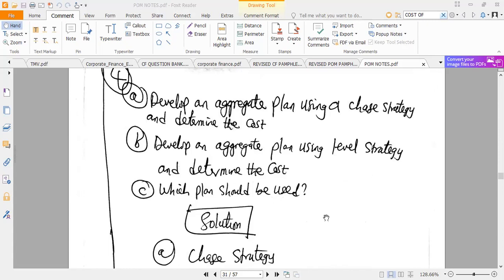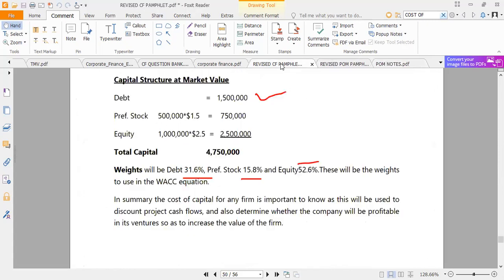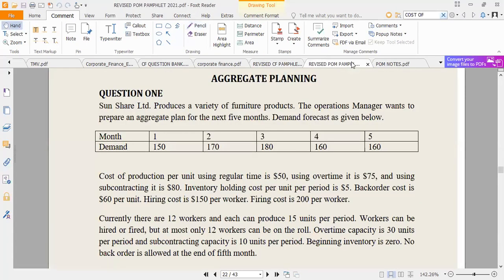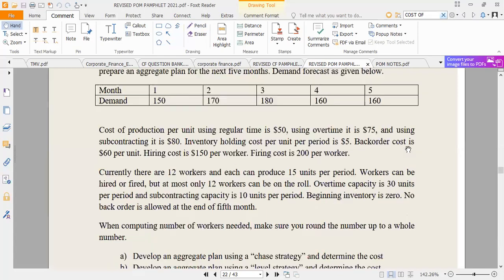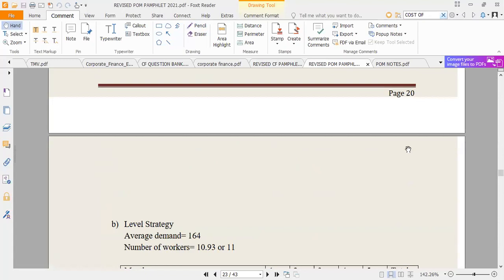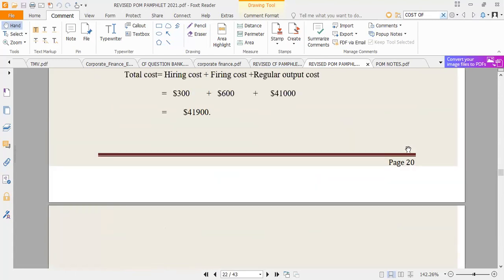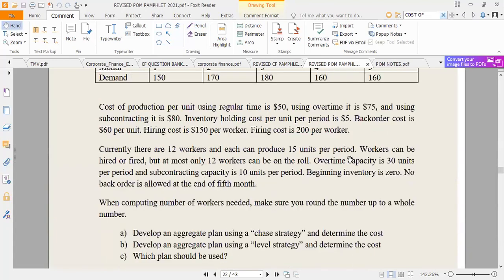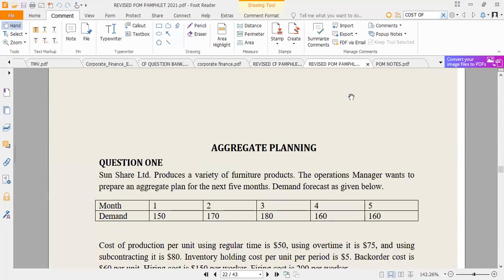All right, then. Even from the pamphlet, the revision kit for the pamphlet, we look at this same question here on aggregate planning. It's the same question we're looking at. It's in the pamphlet on page 20. There was a question where the question came from, as I'm explaining.